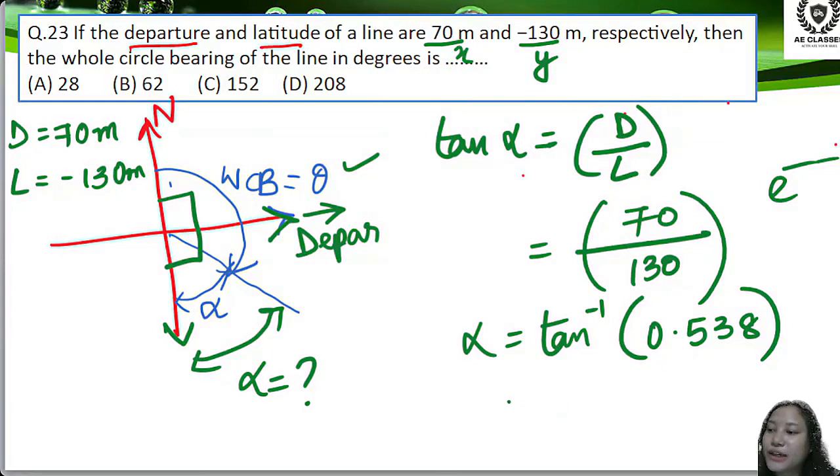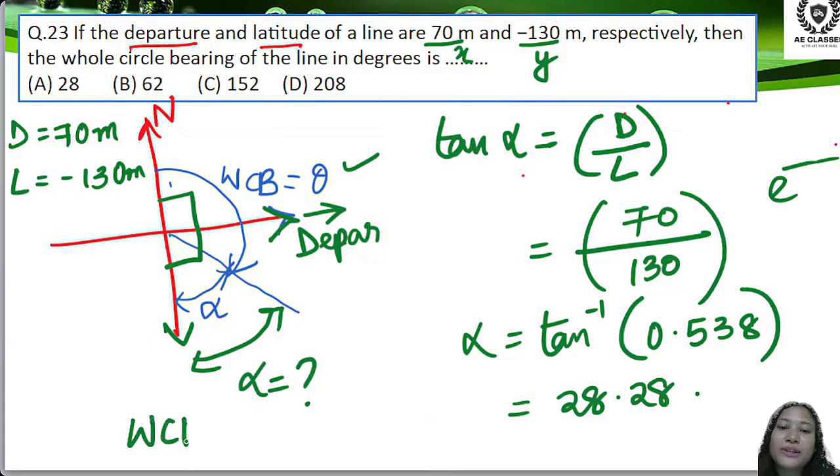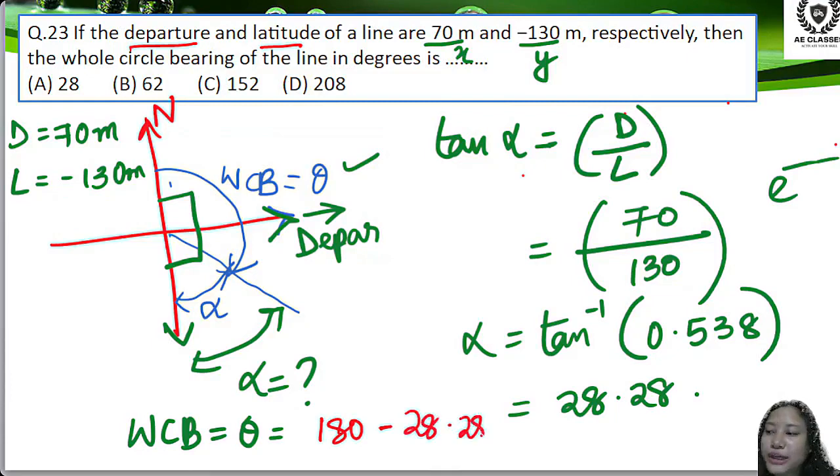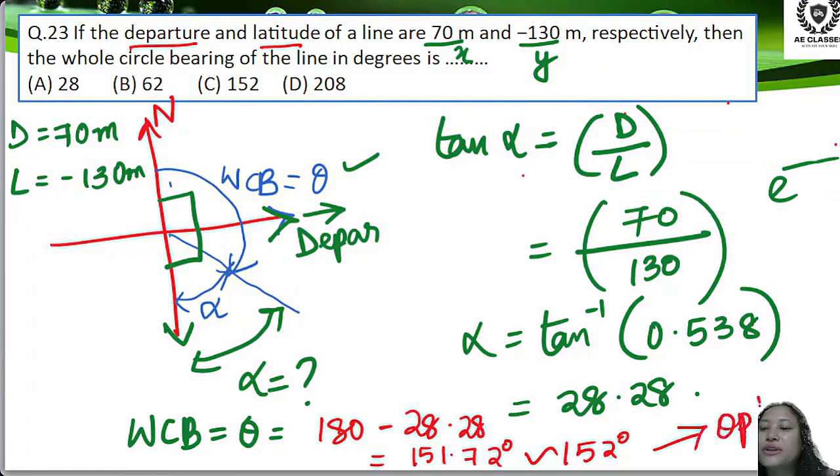This is equivalent to how much? 28.28. Now you can find out the value of WCB. WCB will be equal to theta. This is equal to how much? This will be equal to 180 minus 28.28. How much is this? The value of this is 151.72 degrees, equivalent to 152 degrees. So this is the value given in which option? Option C. So this is also a direct question.